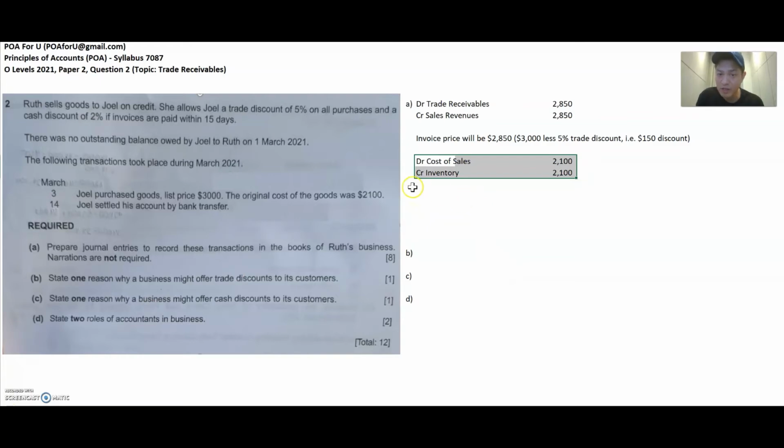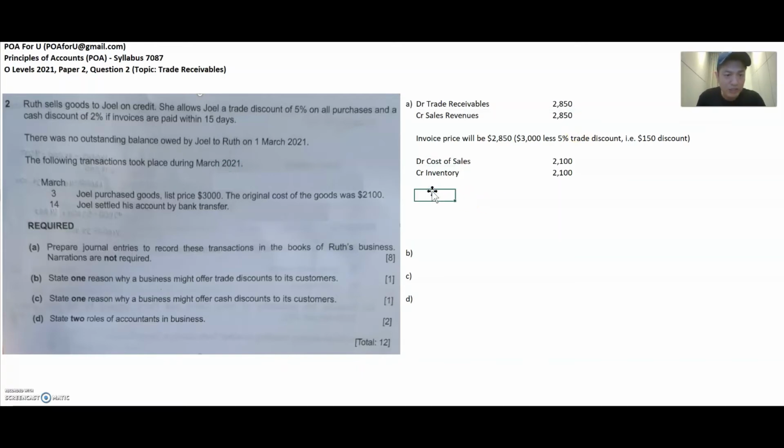At the end of it, in the statement of financial performance, your sales revenues will be compared with the value of your cost of sales to give you your gross profits, right? So these two are compared in the statement of financial performance to give you a gross profit. And in this case, you can clearly see the gross profit is about $750. Okay, so that's for the 3rd of March.